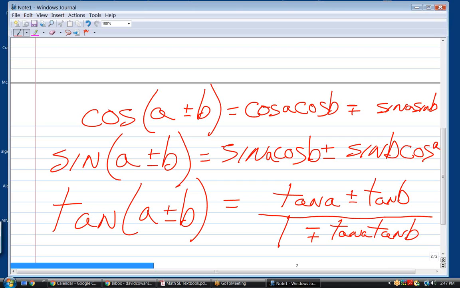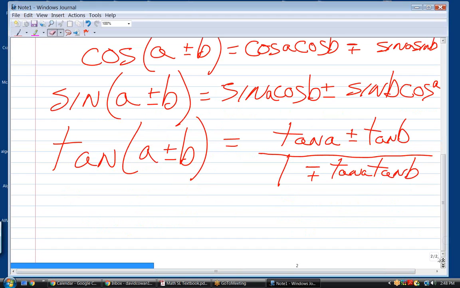I don't think I need to know tangent. Probably not. I wouldn't doubt that won't be on the test, but you definitely want to know the first two. And notice you can always figure this one out because this one is sine over cosine. If you put this and divide it by that and simplify, you get this. Although that simplification doesn't look real easy. It's not intuitively obvious to me why that would be the case, but it is. I've never had to try to do that.